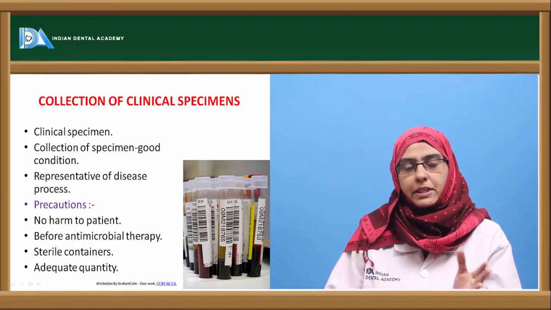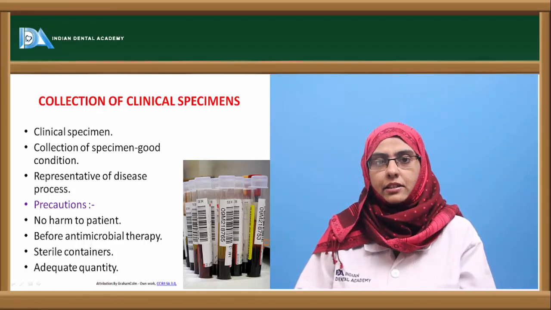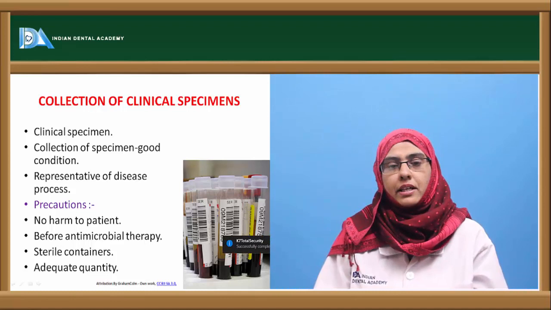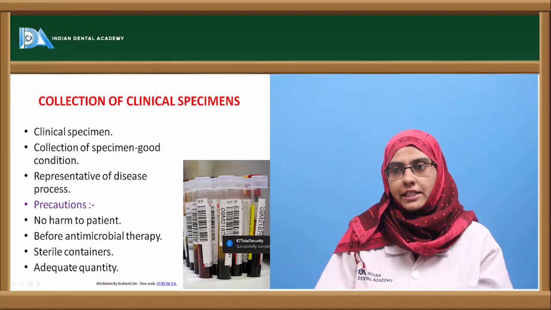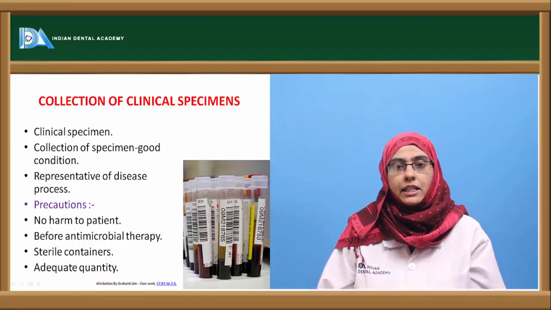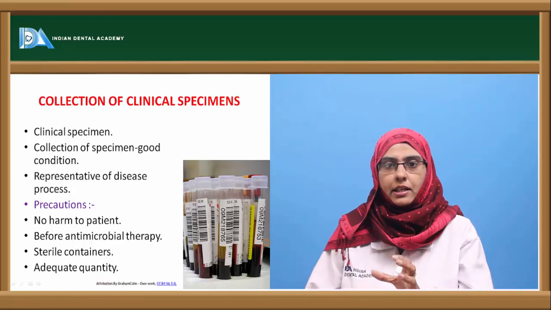So the specimen should always be collected in good condition. That means it should be aseptic in nature, without any contamination with other organisms. Otherwise, there will be a problem in the diagnosis of the particular agent. It is a representative of a disease process. The specimen is the part that represents the diseased part of our body.